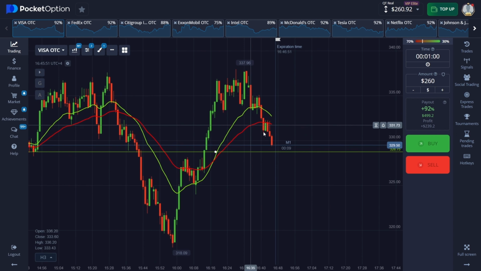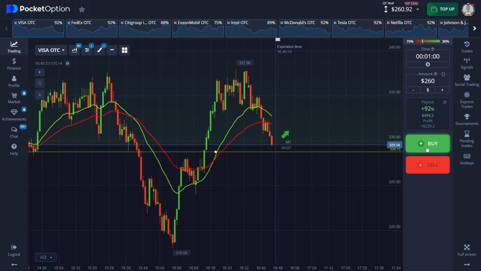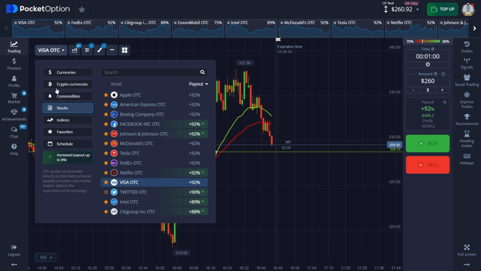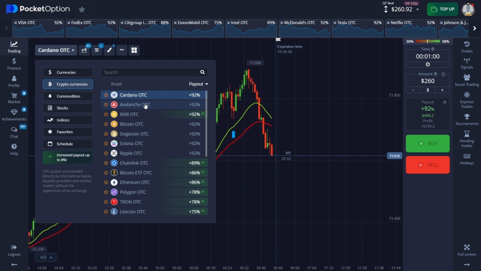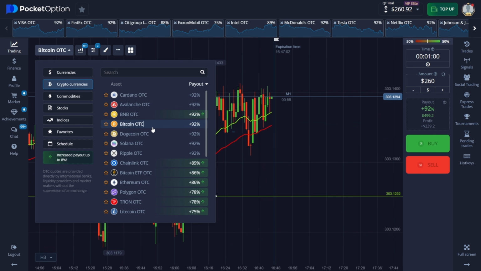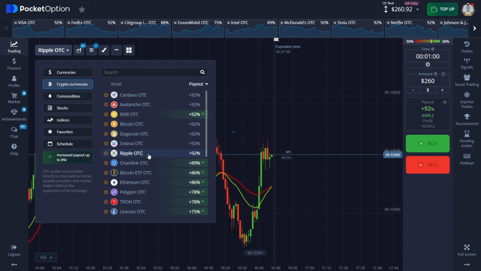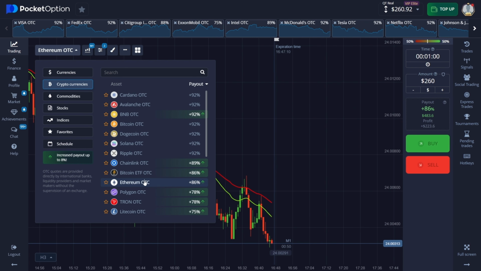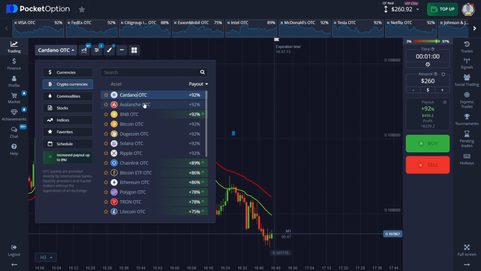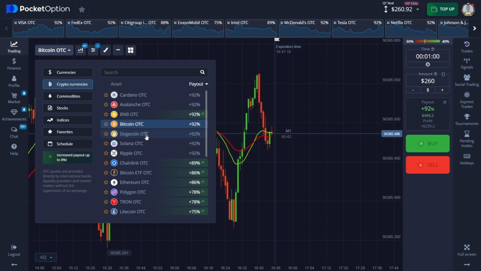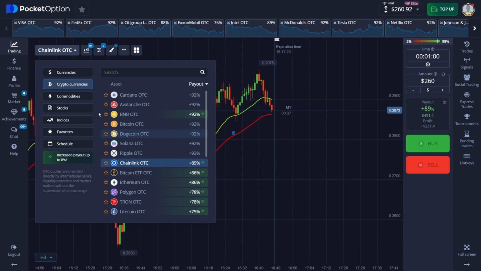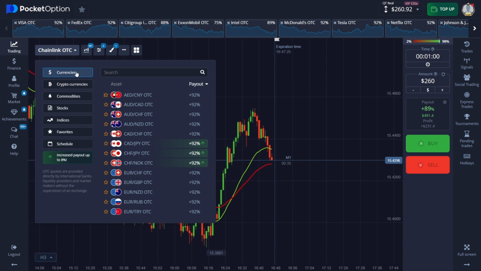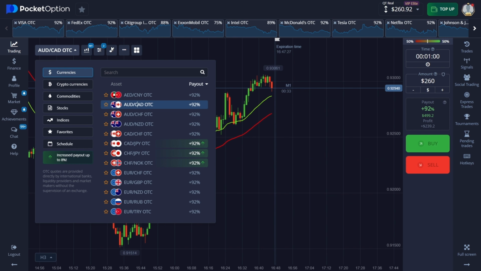On Visa OTC, there is a support level, but the current candle is far from it, so we will avoid that. Let's look for a trade in cryptocurrencies. Okay, there are no trades available in cryptocurrencies. So let's find a trade in currency pairs.